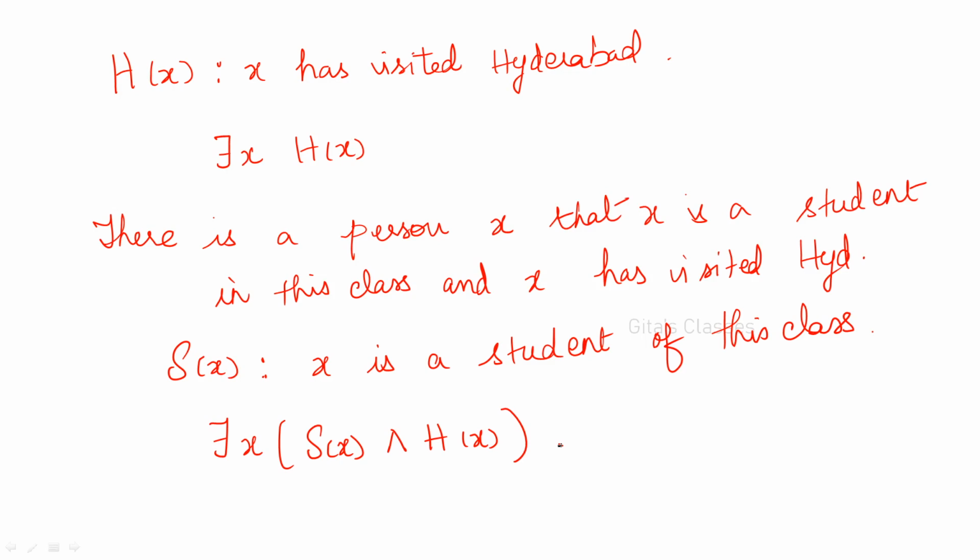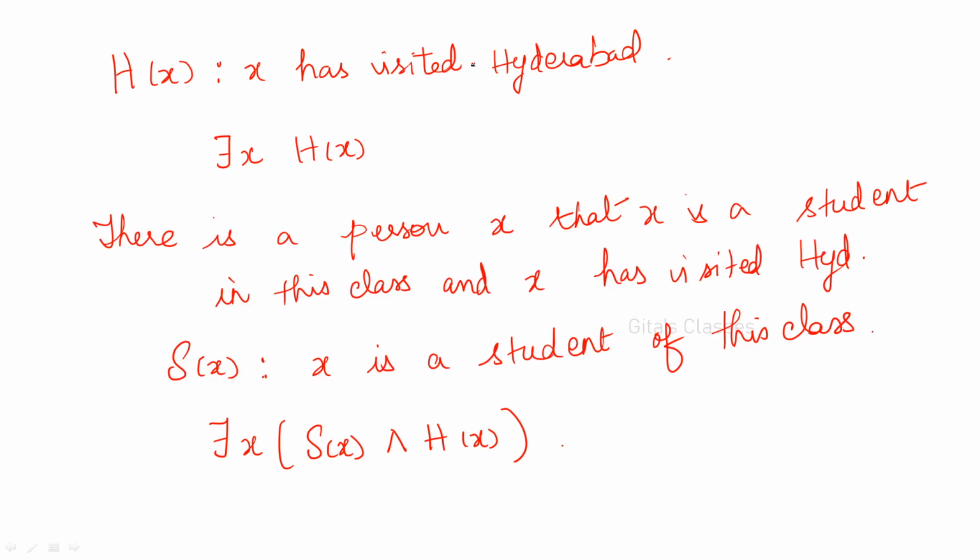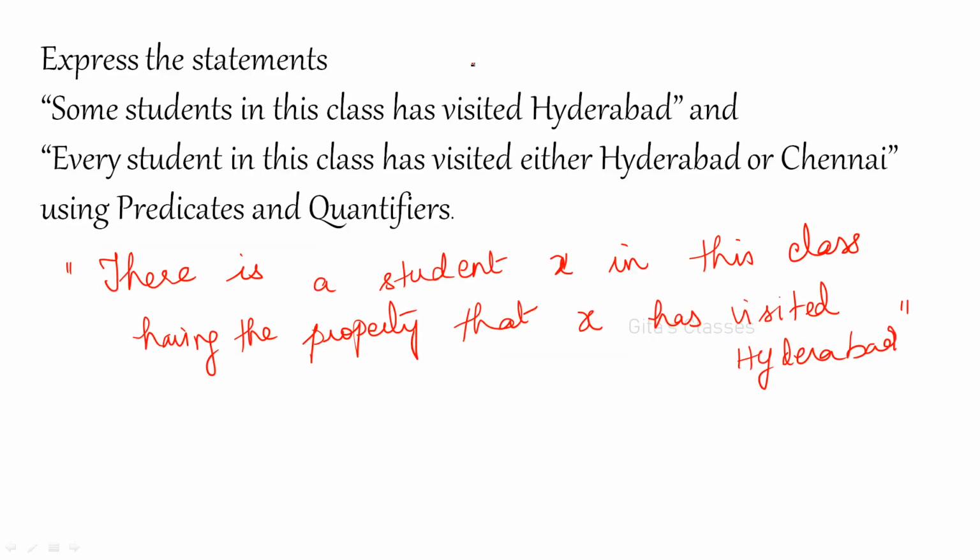Okay, so now we'll get a doubt. In the previous one, what we have written is, for all x, S of x conditional C of x. Now there exists x, S of x and H of x. Now in this statement, can you write there exists x, S of x conditional H of x? Suppose you write like this, there exists x, S of x conditional H of x. What is our statement? At least one student from this class has visited Hyderabad.